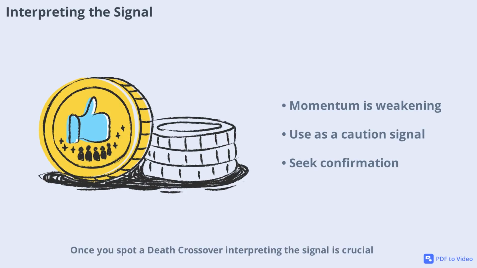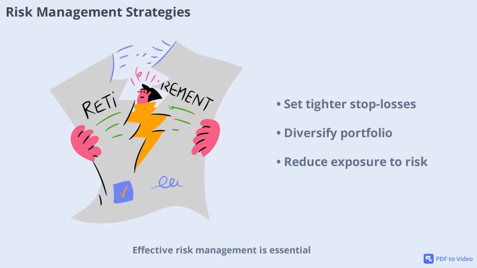Once you spot a death crossover, interpreting the signal is crucial. It doesn't always mean an immediate price drop, but it does suggest that the stock's momentum is weakening. Traders often use this as a cue to tighten stop losses, reduce positions, or look for confirmation from other indicators before making big moves. Effective risk management is essential when trading death crossover stocks.